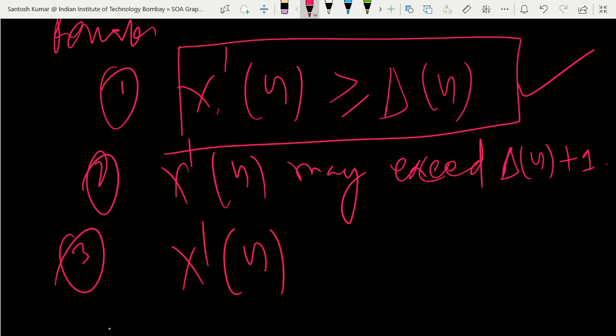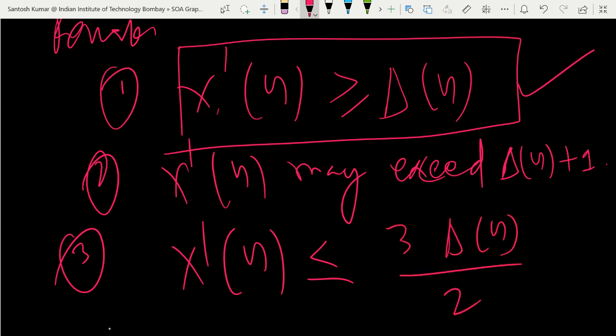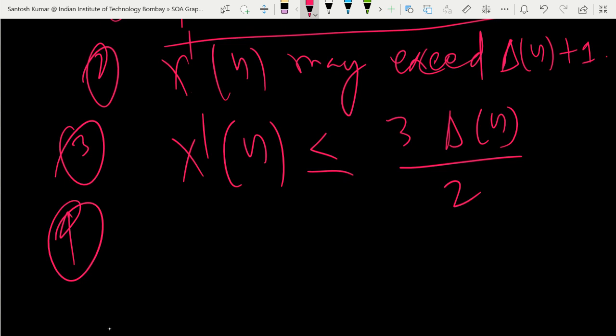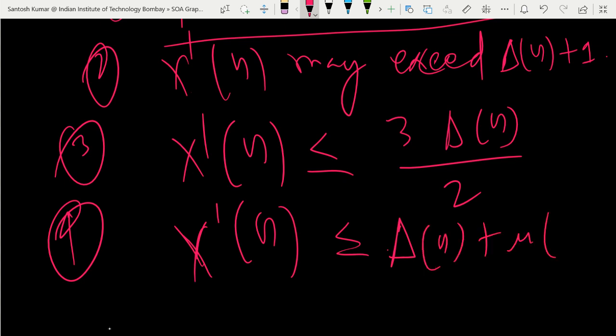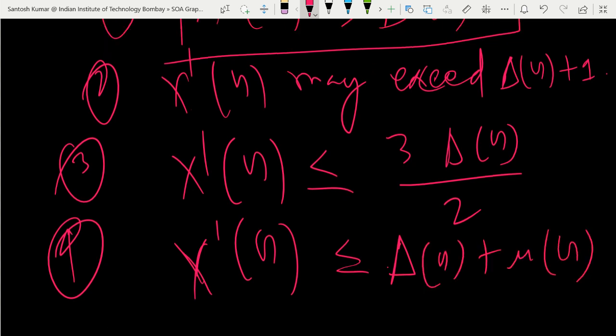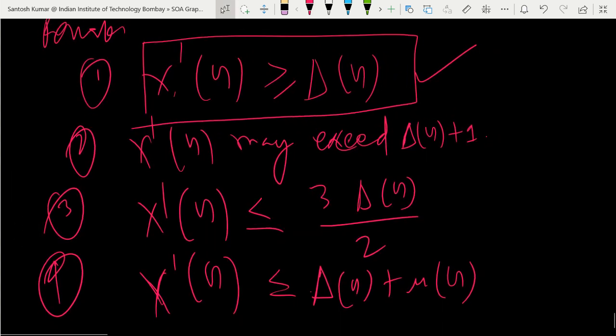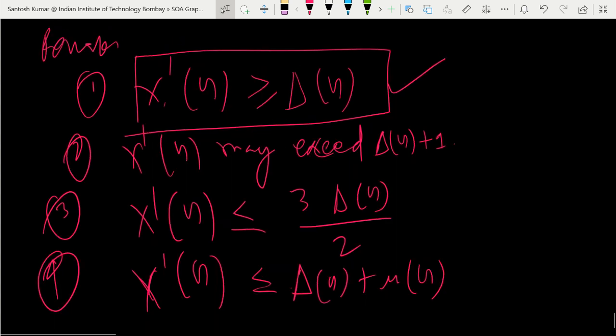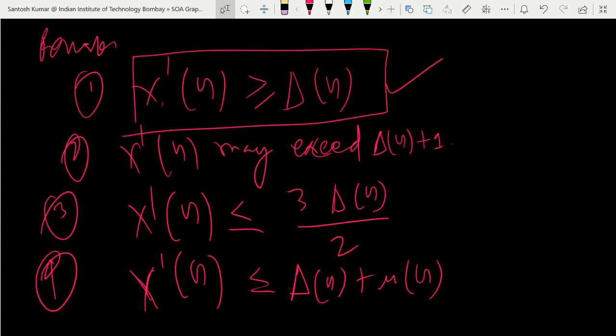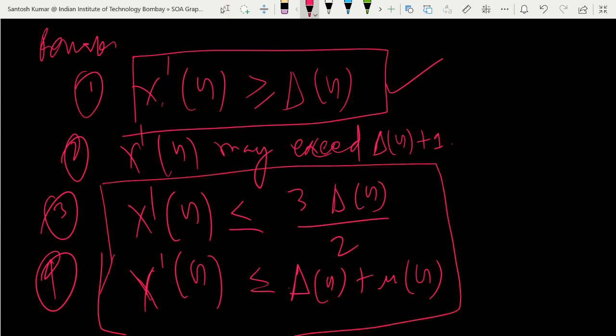And we have more result. Chi dash G is less than or equal to 3 times delta G by 2. And so we don't have to prove all this. You have just these results. Less than or equal to delta G plus mu G. So delta is the maximum degree of a vertex, mu is a maximum multiplicity of edge. So these are few results, and let's verify this with example. And you may see some graph where optimality condition holds. So optimality means equality holds.